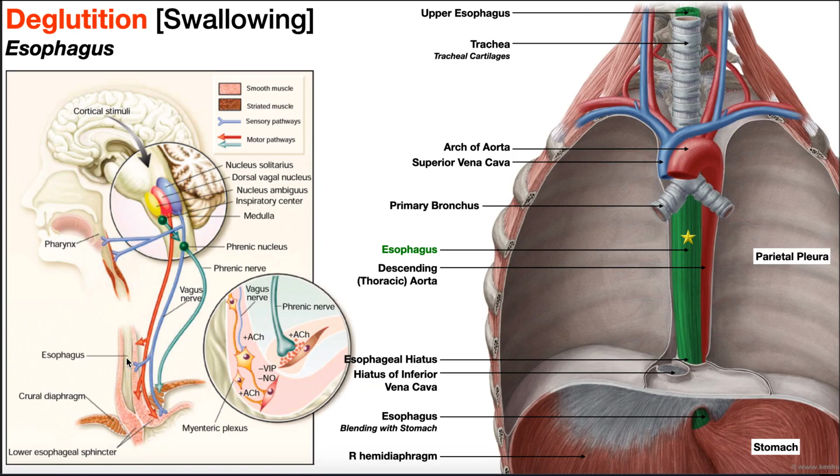What would happen if there's nothing in the lower esophagus right here? Well, then there's no stretch, and the solitary nucleus senses there's no stretch, and so it allows the dorsal nucleus of vagus to continue that contraction of the lower esophageal sphincter. Why? There's nothing to move into the stomach, and we need to maintain that closure here to prevent stomach acid from moving into the esophagus.